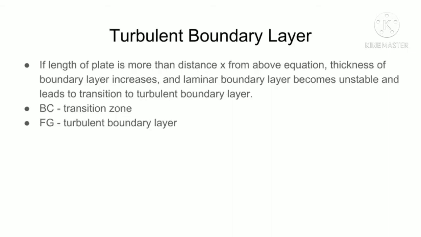From laminar boundary layer, now let's move on to turbulent boundary layer. If the length of the plate is more than the distance x from the above equation, the thickness of the boundary layer increases, and the laminar boundary layer becomes unstable and leads to the transition to turbulent boundary layer. Here BC is called the transition zone and FG is called the turbulent boundary layer.